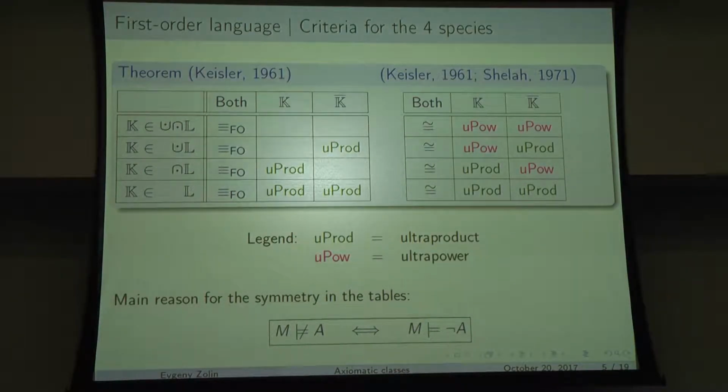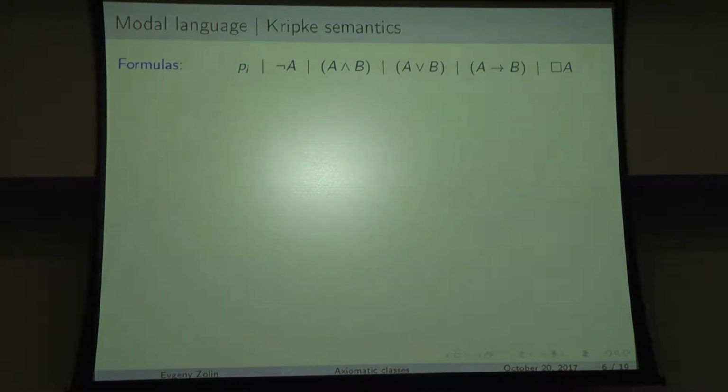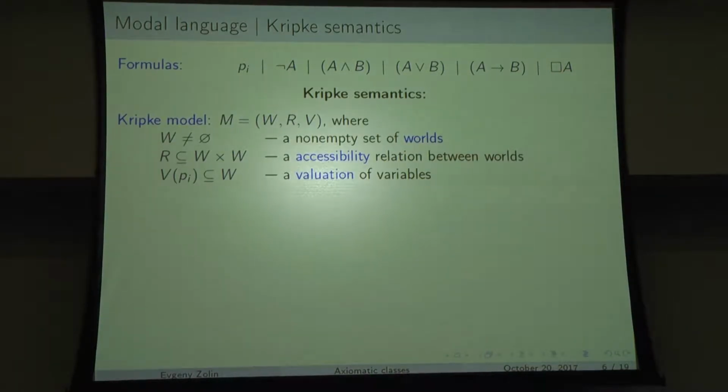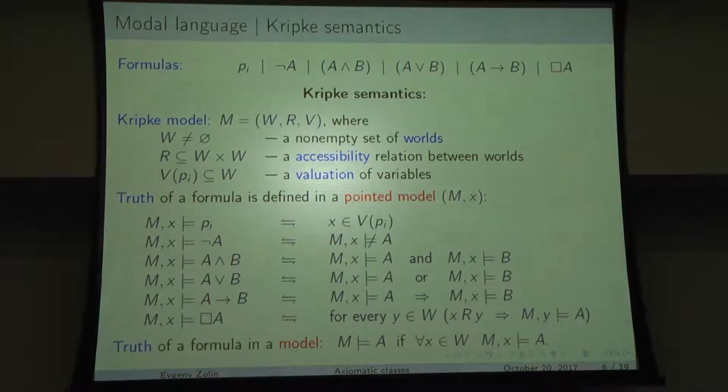Now let's switch to the modal language. We have the usual modal formulas using Boolean connectives and the box operator. We will consider only Kripke semantics, although other possibilities are, of course, possible. And here is the usual definition of the truth of a modal formula in a point of a model. So formulas are evaluated in pointed models, a model with a point. And of course, there is a notion of a formula being true in a model, in the entire model.